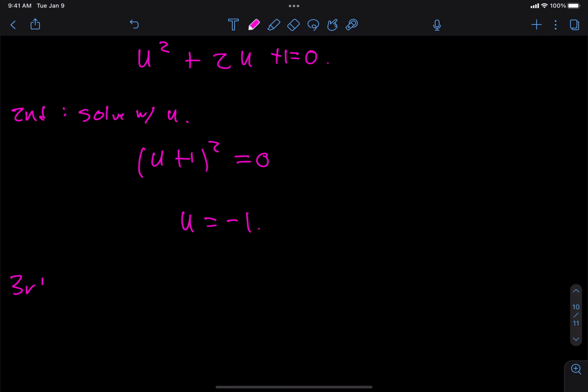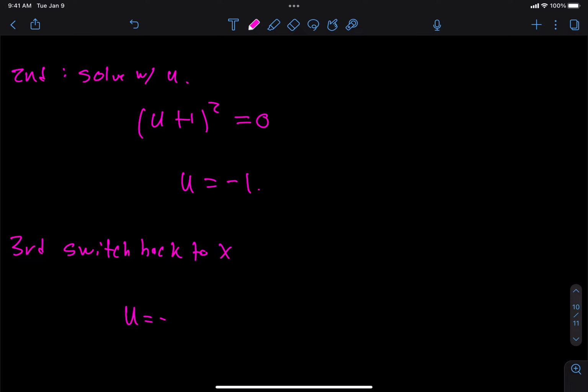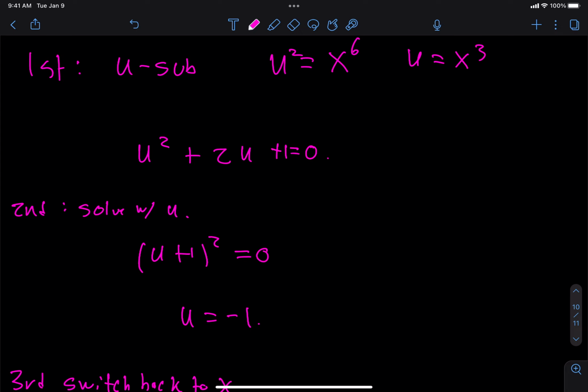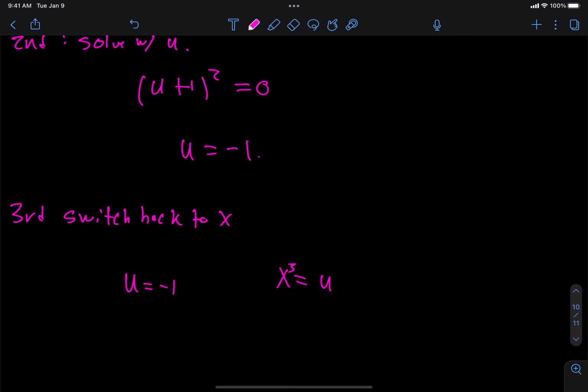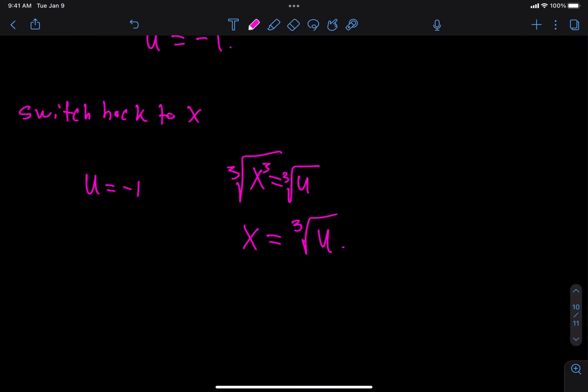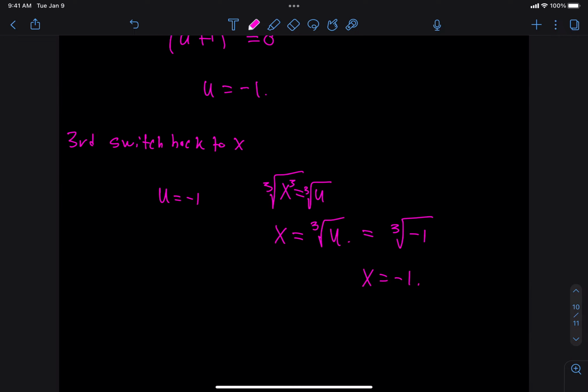Okay. Last step is switch back from u to x. Well, I know that if u equals -1, I know that x cubed is equal to u. So if I take the cube root on both sides, then I get that x should be equal to the cube root of u. Can I do that with a negative number? Yeah. Why is that okay? Because the root is an odd-powered root. I can do that just fine. So therefore, x is equal to -1. Okay?